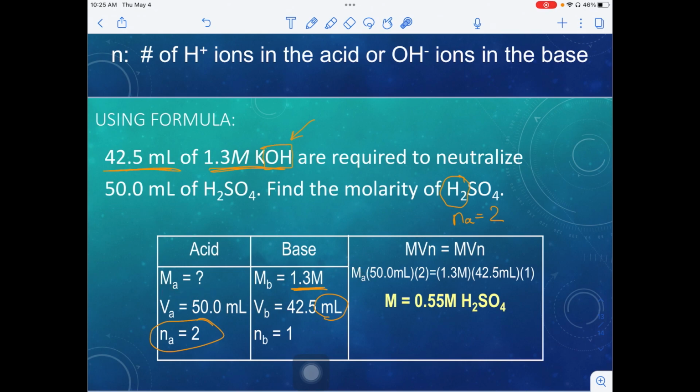So here's X, solve for X. Reminder to those of you who have forgotten some algebra, divide by 50, divide by 2. Those are going to cancel, divide by 50. Also divide by 2, and you're going to get your answer of a molarity of 0.55 molar H2SO4, which is sulfuric acid.